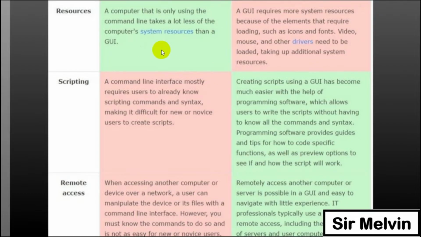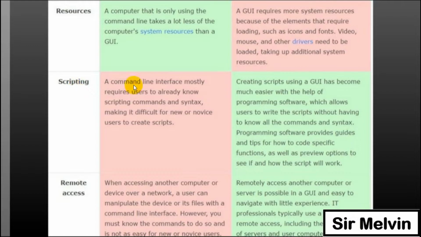Let us continue. In terms of resources, a computer that is only using the command line takes a lot less of the computer system resources than a GUI. In GUI, a GUI requires more system resources because of the elements that require loading, such as icons and fonts. Video, mouse, and other drivers need to be loaded, taking up additional system resources. So the CLI is better when it comes to resources. Next is scripting.